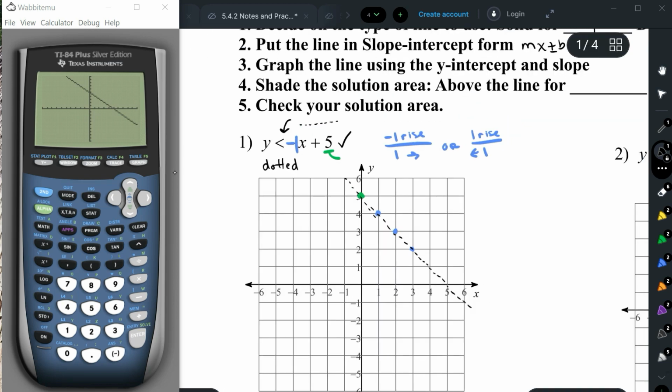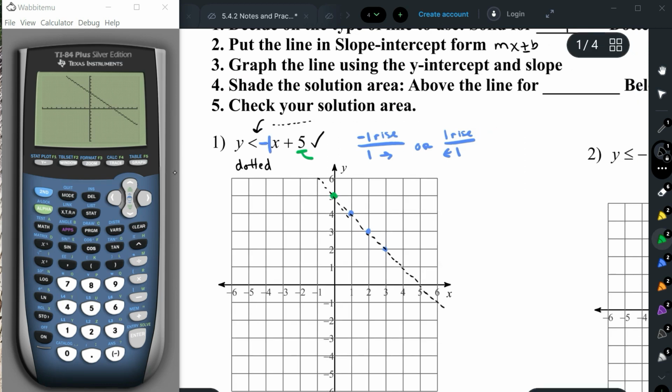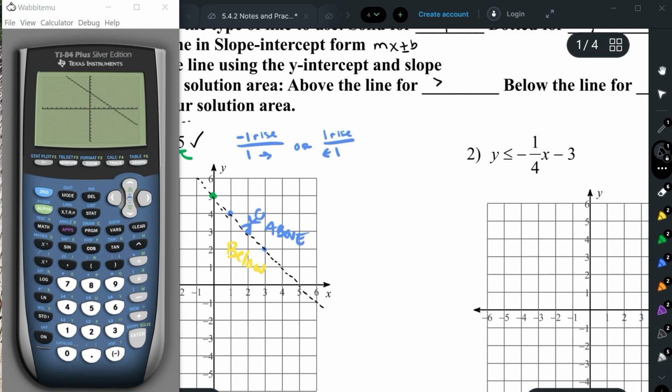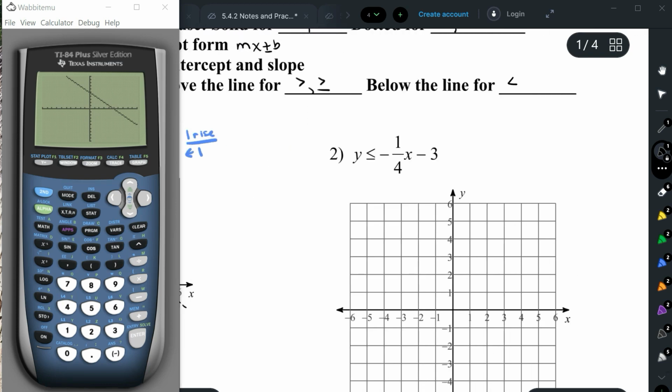Now, the other new thing is you have to shade a solution area. So we are going to either shade above the line, which I like to think is where you can stand, or we're going to shade below the line. Okay, so it's a nice idea to get used to this above, below. Above is where you can stand, below is where you wouldn't be able to stand. You're going to shade above the line for greater than or equal to's. And you're going to shade below the line for less than or equal to's. And it has to be in y equals.